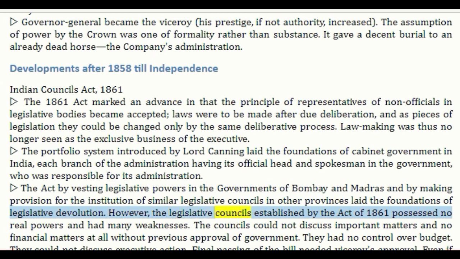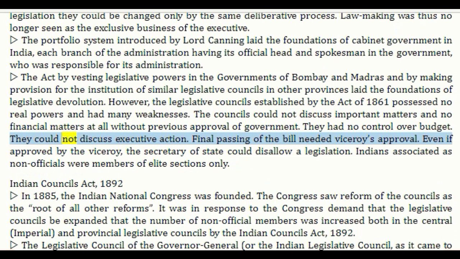However, the legislative councils established by the Act of 1861 possessed no real powers and had many weaknesses. The councils could not discuss important matters, and no financial matters at all, without previous approval of government. They had no control over budget. They could not discuss executive action. Final passing of the bill needed Viceroy's approval. Even if approved by the Viceroy, the Secretary of State could disallow a legislation. Indians associated as non-officials were members of elite sections only.